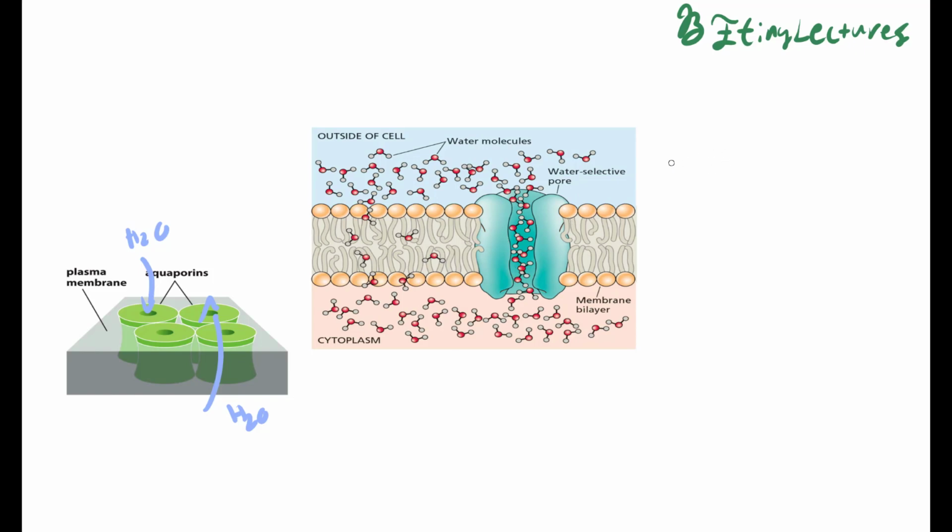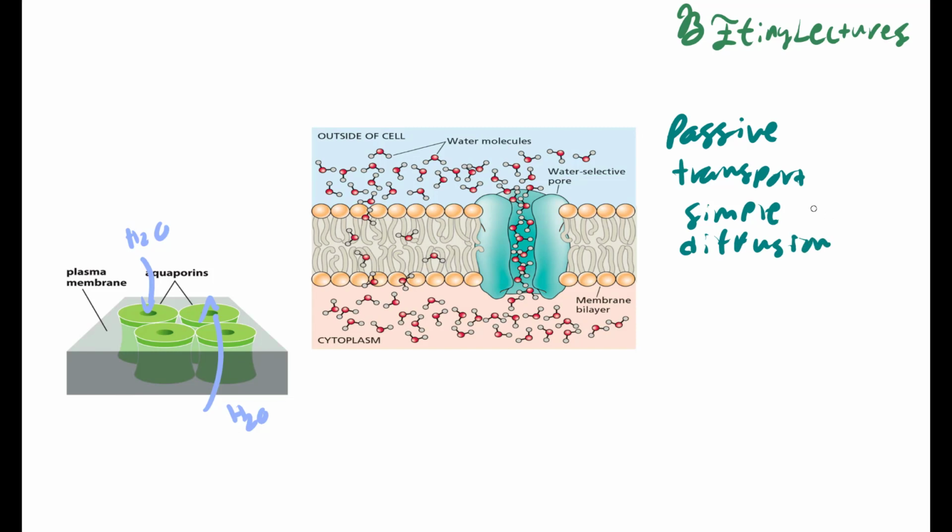Okay, so what kind of transport does this use? Right, so this actually uses passive transport. And what passive transport means is that it is simple diffusion. Right, so simple diffusion does not use ATP. So no ATP. It just uses the concentration on either side.